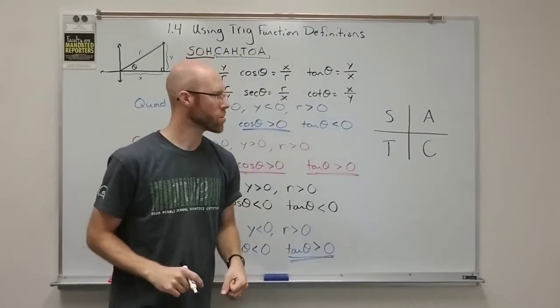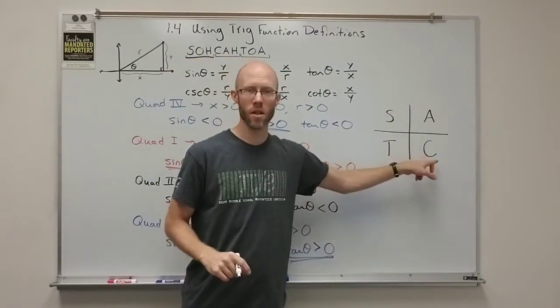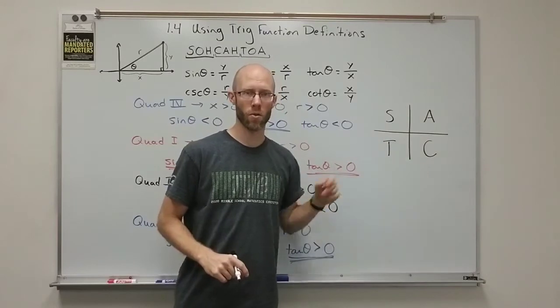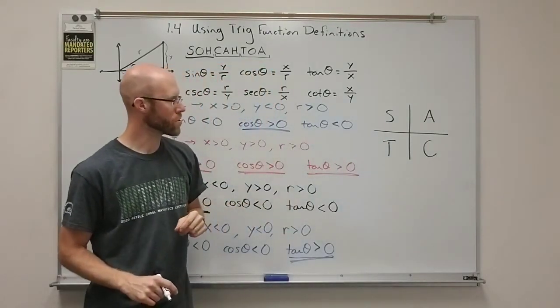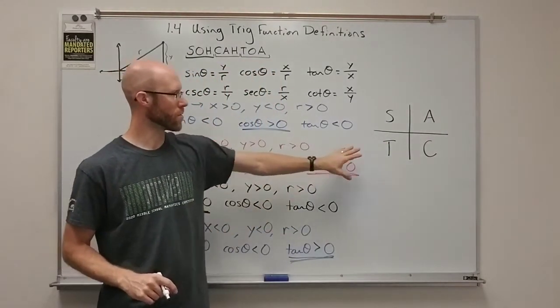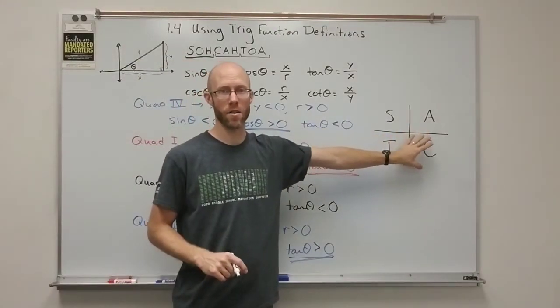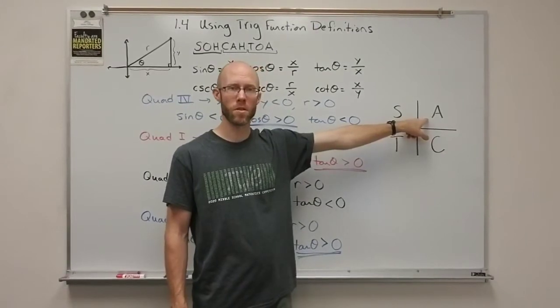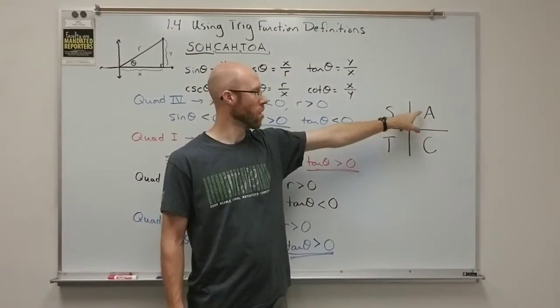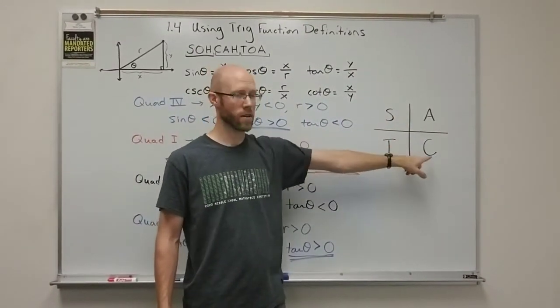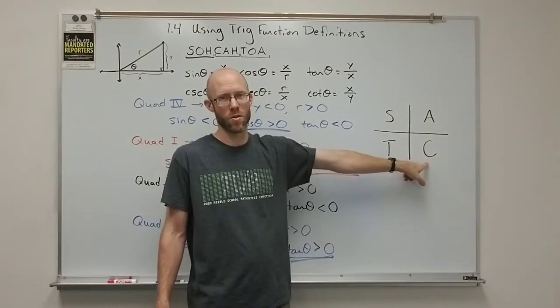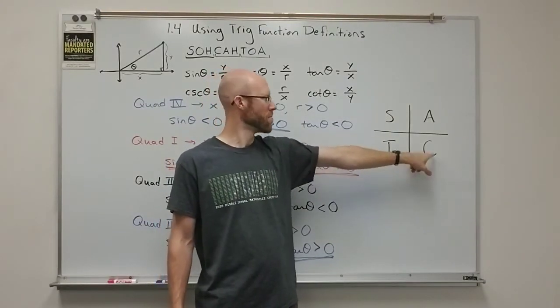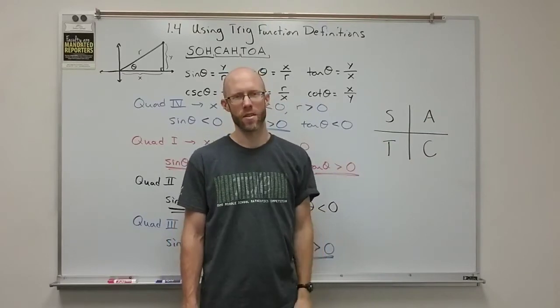Okay? So this ASTC, going around in the order of the quadrants, represents the functions that are positive in that quadrant, when the angle is in that quadrant. Some people remember this by an abbreviation: All Students Take Calculus, which of course isn't true necessarily, but that's all some people remember.